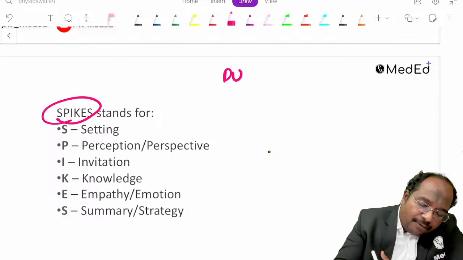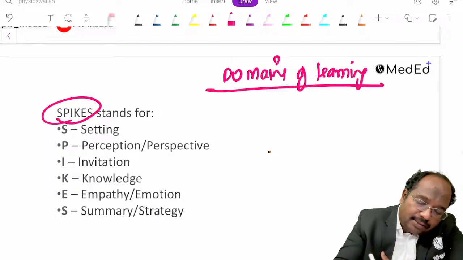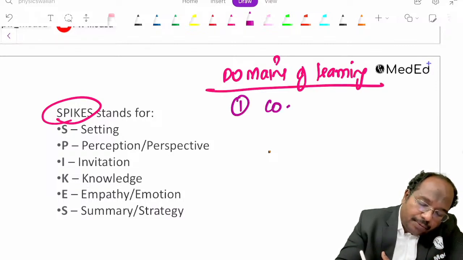What are the domains of learning? So we have various learning domains. One is cognitive.